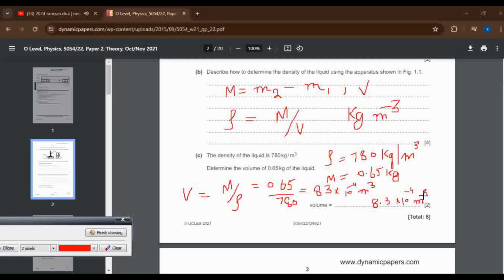So this is how you can find the volume if the mass and density are given using this formula. So that's the end of this question.